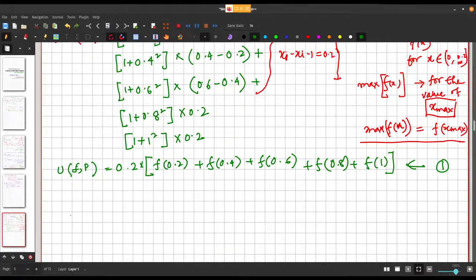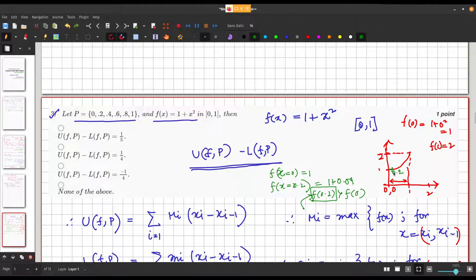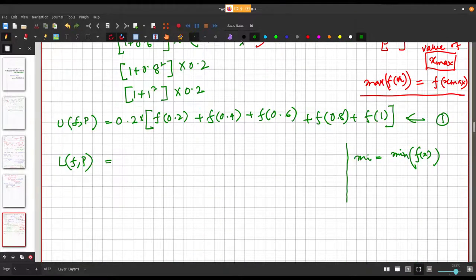Now we can do a similar thing, and with similar logic we can also find this LFP, and here we have to find the mi parameters, which is the minimum of f(x) in the interval that we're looking at. So again, we go back to the plot of f(x), and we see that the minimum will happen for the lower bound of the interval, right? So here, with analogy to this one, for i equal to 1, we can say that mi will be f(0), since f(0) is smaller than f(0.2), right? So here we can write out all the terms one by one.